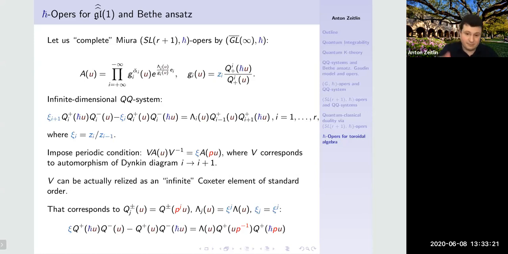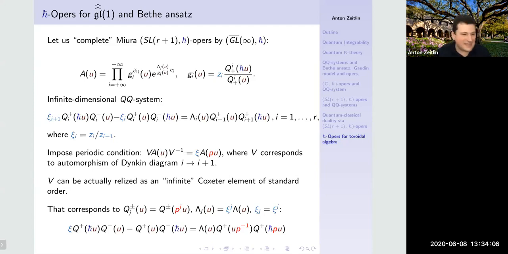Again, this is a standard ordering. So you have infinite diagonal and infinite number of lambdas above the diagonal. For that, you now obtain an infinite dimensional QQ system. Now, if you impose a periodic condition of the following kind, where V is a transformation just moving all your elements one up, a transformation of making a diagram shift, because A infinity, you can shift it.